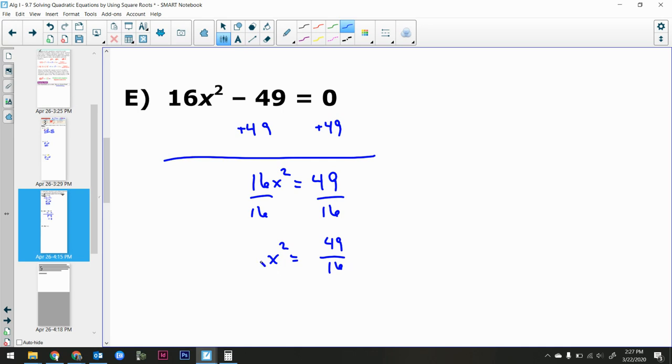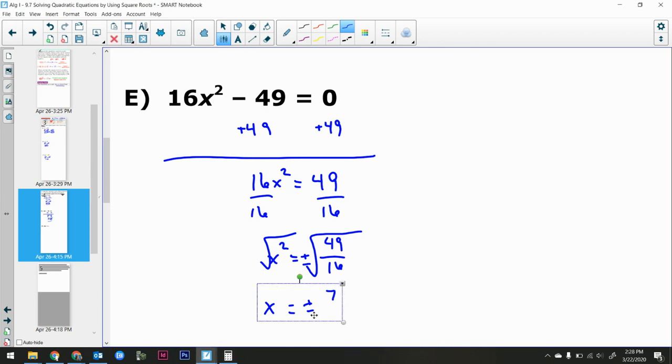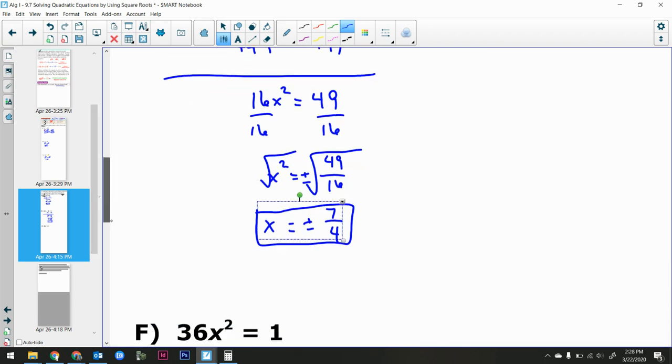So let's try to take the square root and see what happens. Now remember that we take plus or minus square root. Well, what is the square root of 49? The square root of 49 is 7. Don't believe me? Square root of 49 is 7. And then what's the square root of 16? It is 4. So it's x is equal to plus or minus 7/4. Okay. Don't give me a decimal on that one. Just give me a fraction.